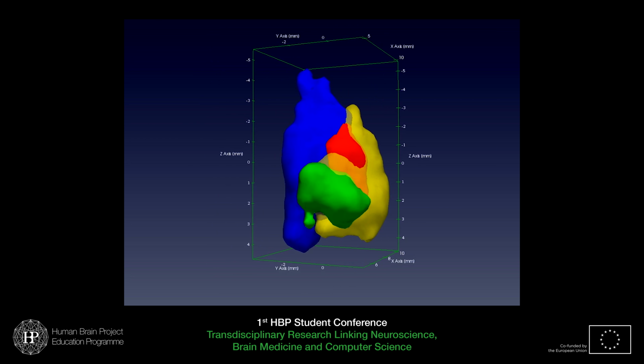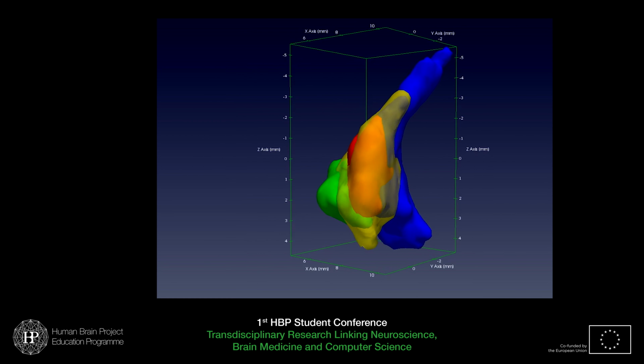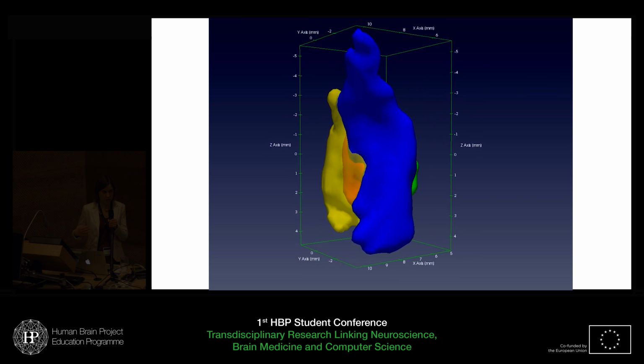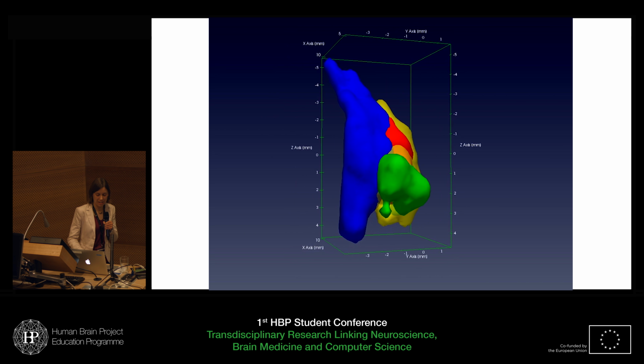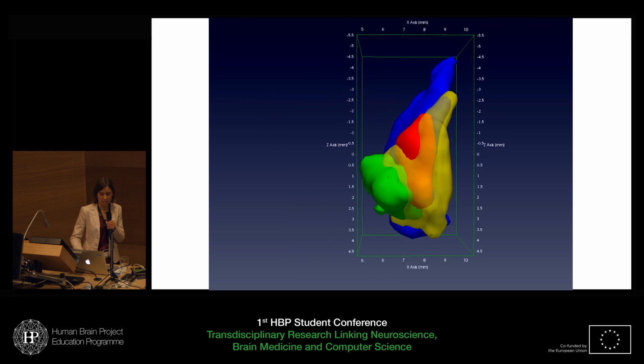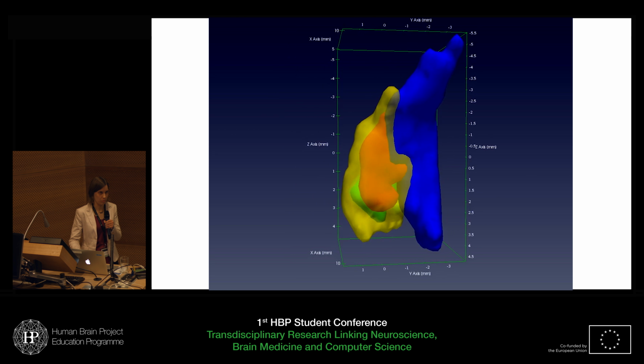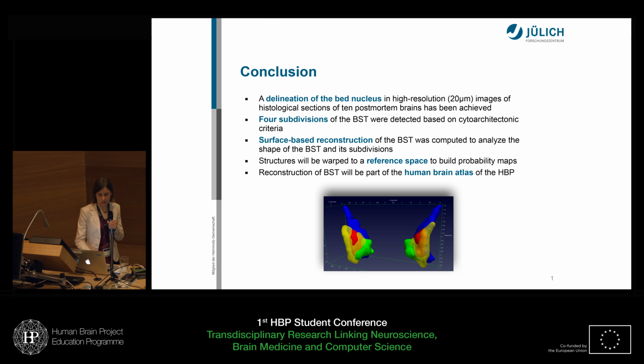After the reconstruction of all the 10 brains, the reconstructed structure will be warped to a reference-based template brain, and we will build so-called probability maps. So that's it. I delineated the bed nucleus on high-resolution images. I detected 4 subdivisions of the bed nucleus. A surface-based reconstruction was performed, and in the future we will transfer these to a reference space and build probability maps to gain one additional step of the human brain atlas.